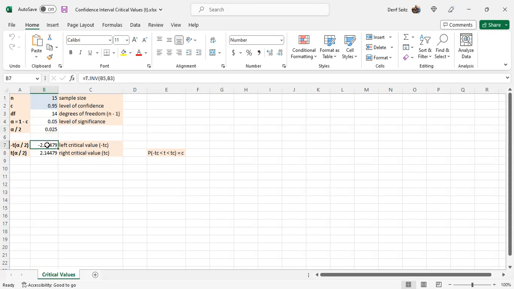To get the left critical value, we take the t inverse function, passing it in the alpha over 2, and we get the left critical value.